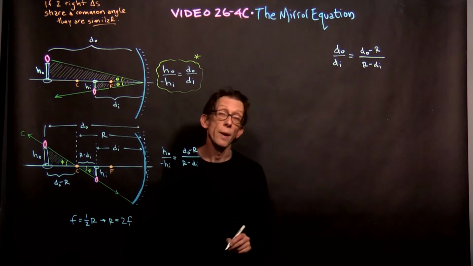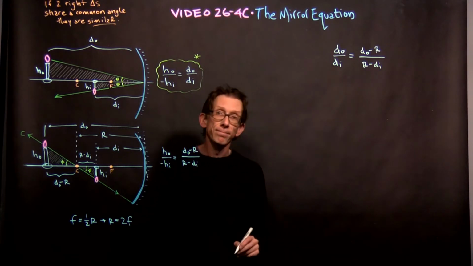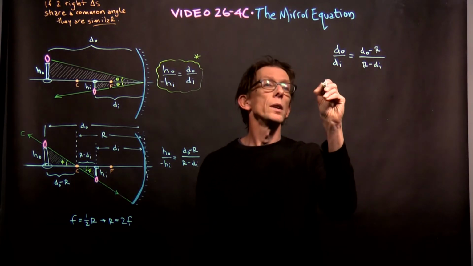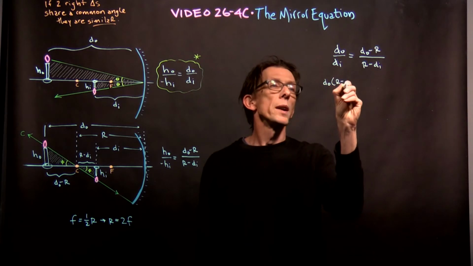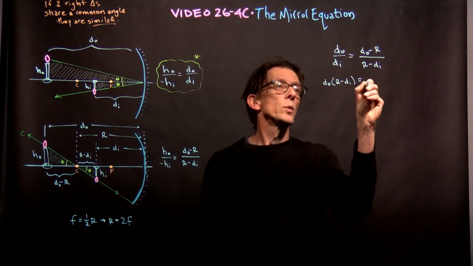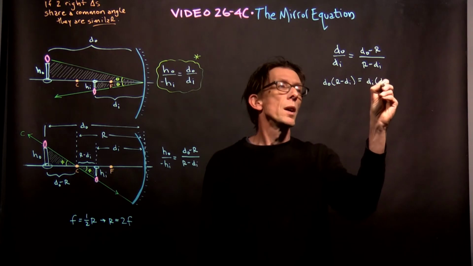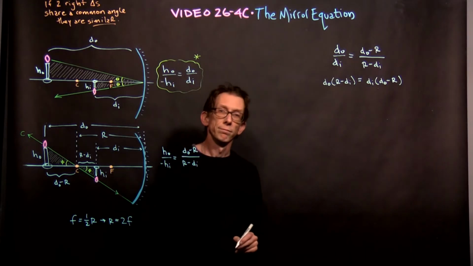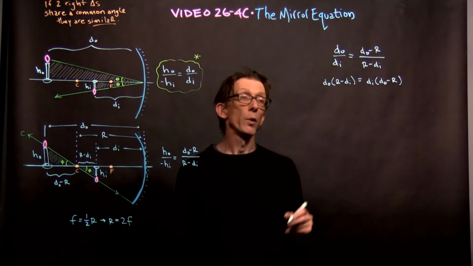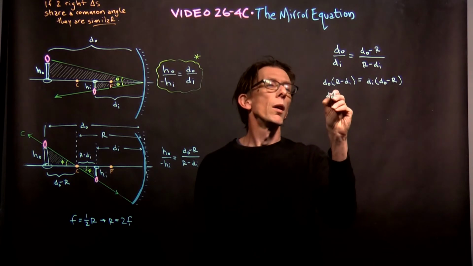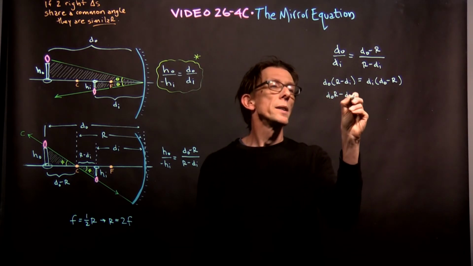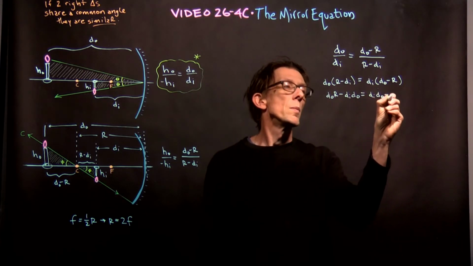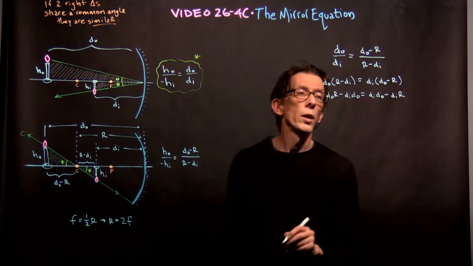And we're going to rewrite this, do a little bit of algebra. So buckle up and follow me here. We're going to cross multiply, so that D naught times R minus DI equals DI times D naught minus R. Just cross multiply, totally legal move. Now I'm going to distribute: D naught R minus DI D naught is equal to DI D naught minus DI R.